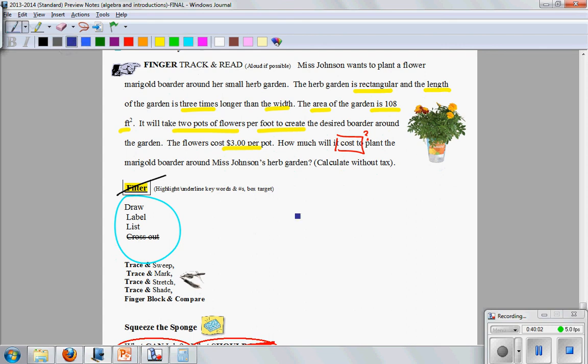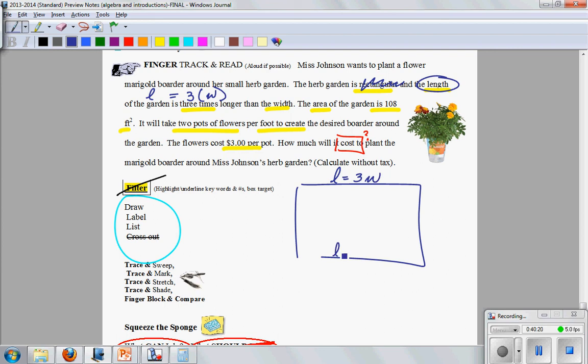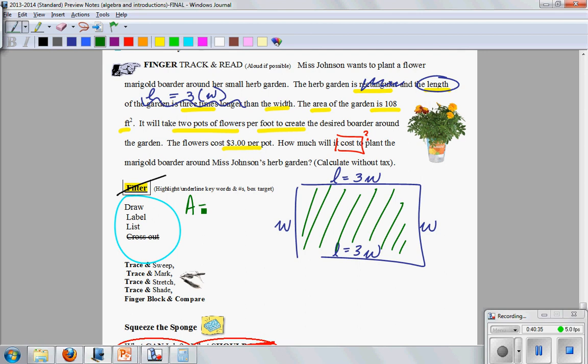So it's a rectangle. So I'm going to go ahead and draw another rectangle. Cross it out. The length of the garden is 3 times longer than the width. So I'm going to write length is 3 times longer than the width. We have width here and width there. Cross it out. The area of the garden is 108 feet squared. So we shade for area, and area equals 108 feet squared.